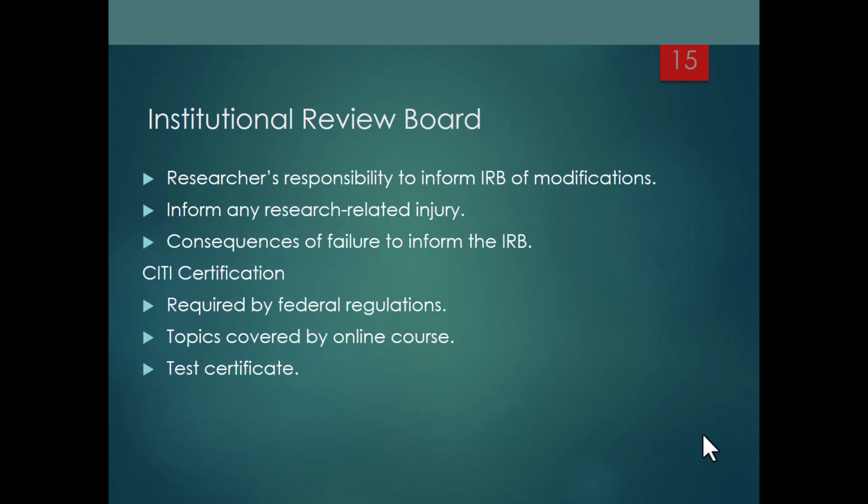So it is the researcher's responsibility to inform IRB of modifications. So it's possible that you start your research study and you have to make changes. If you make any changes after your study has been approved, you must make sure that you inform IRB. So you have to fill out a modification form and submit it to the IRB. You must inform them of any research-related injuries. So if anybody gets hurt during your study, you must also inform IRB about that. So there are consequences if you fail to inform IRB of any changes that may occur after your approval. These can include suspension, inability to publish your results, and even termination of employment.